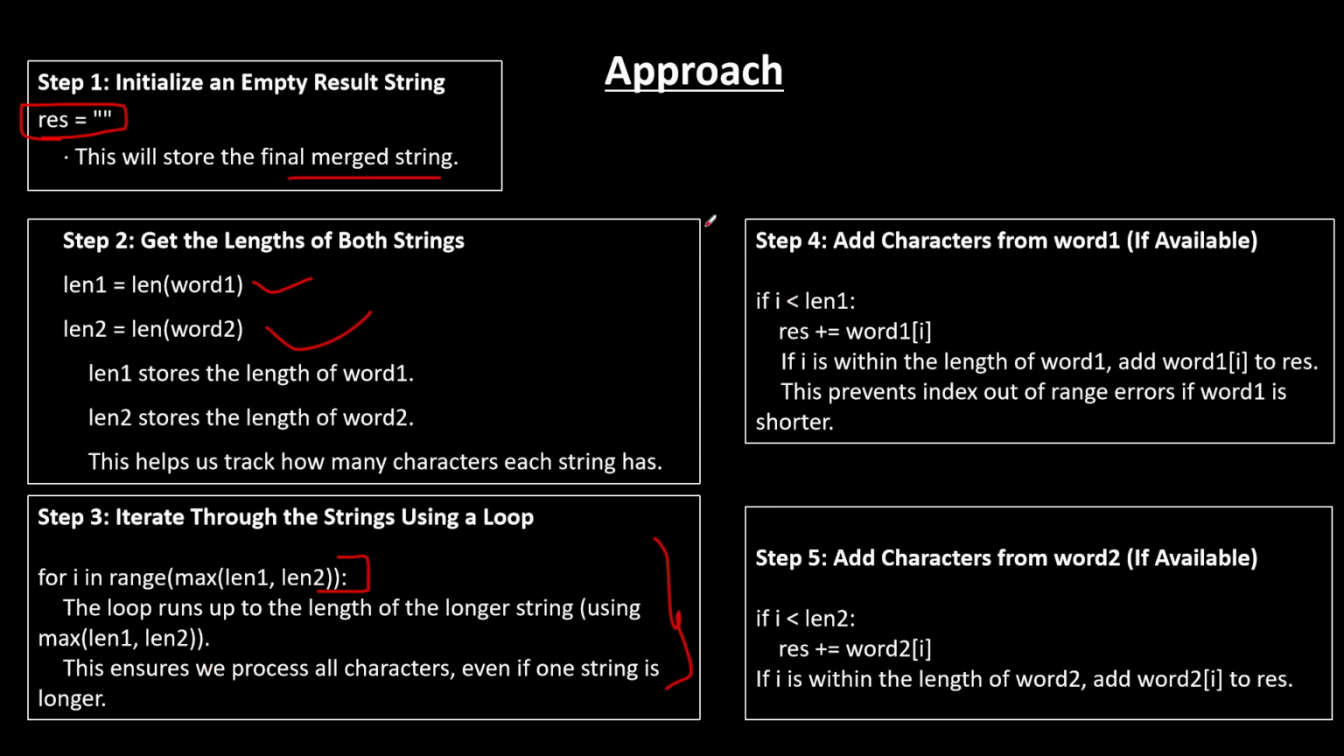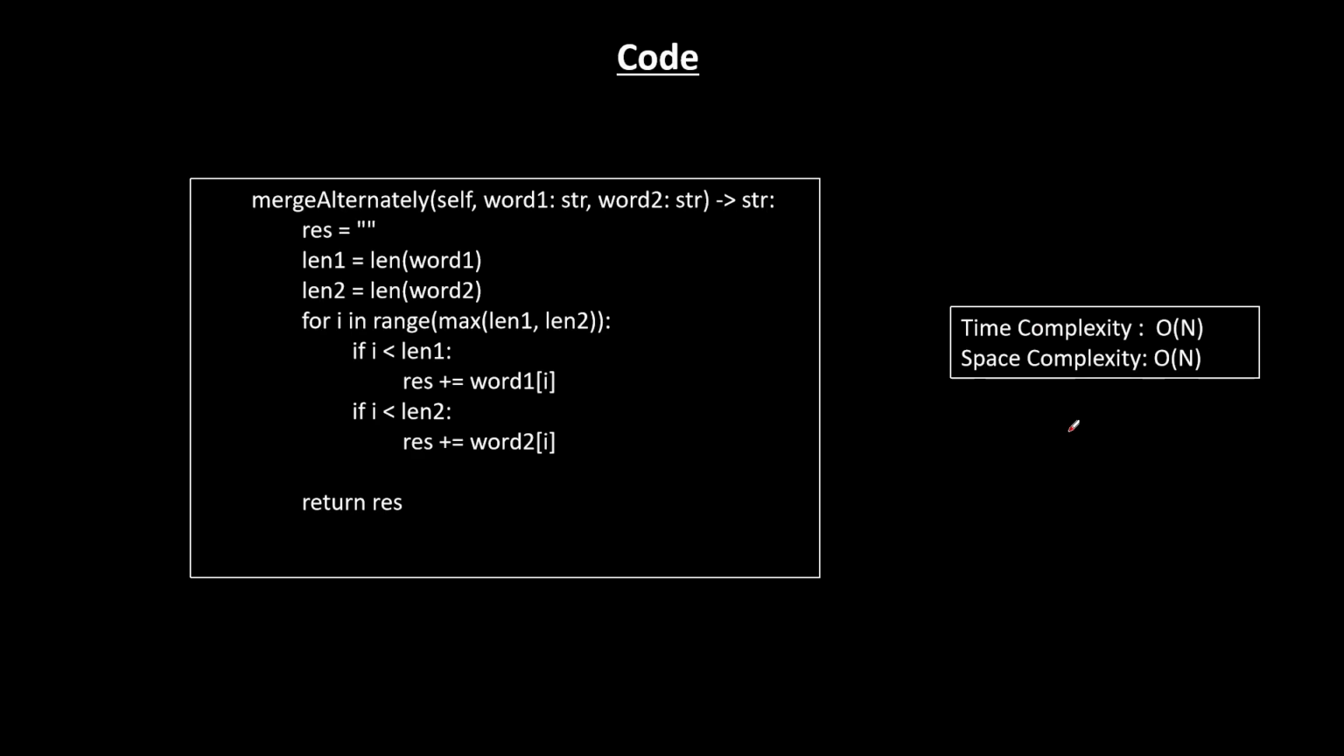Now, step 4 would be adding the characters from word 1. Step 5 will be adding the characters from word 2, if available, right? So, while i is less than length 1, we will keep on adding the character in the result from word 1. Then we will come here and add from this, and similarly, then we will come here and add from here, and then we will add from word 2, step 5. Coming to the code, the code is exactly the same as the approach explained.